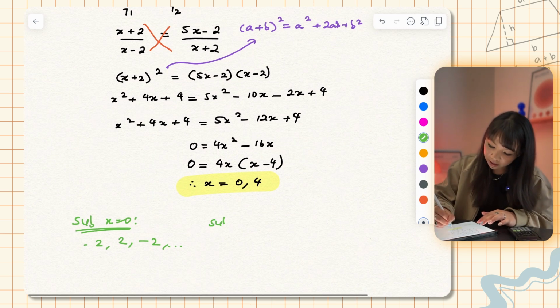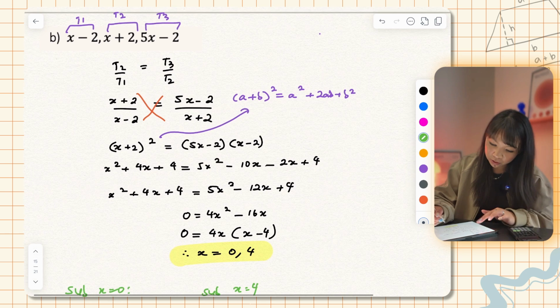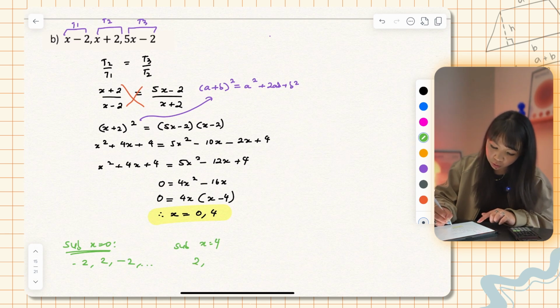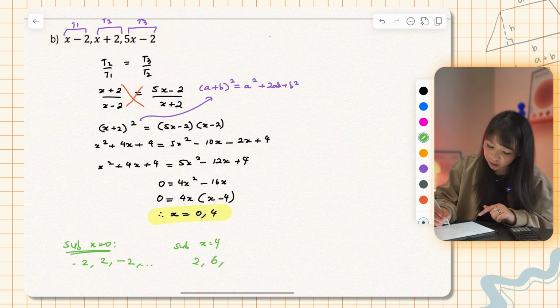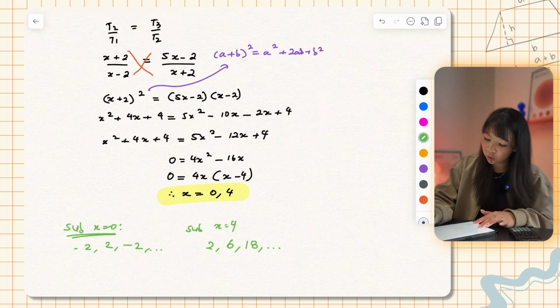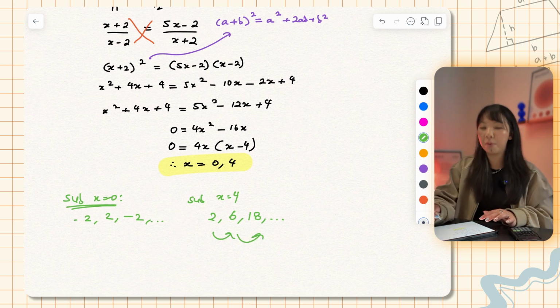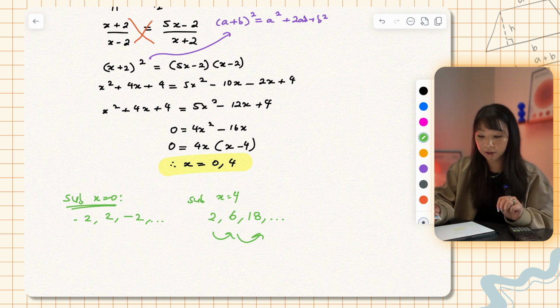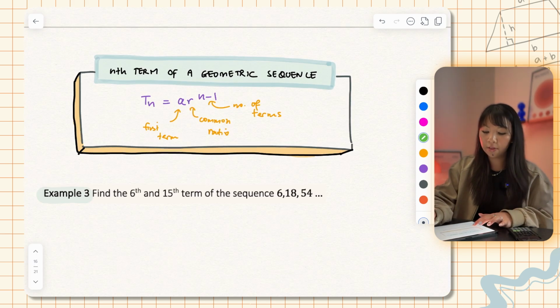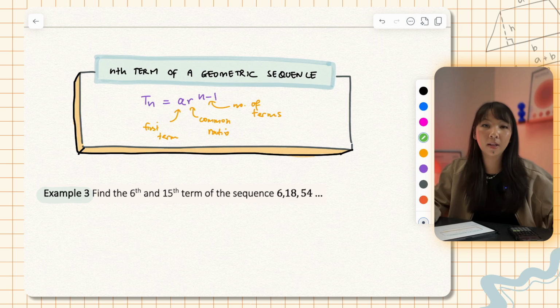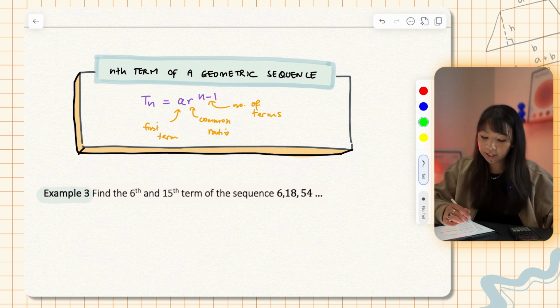All right, now what about if I substitute in 4? So if I plug in 4, 4 minus 2 is 2. 4 plus 2 is 6, and 5 times 4 is 20, 20 minus 2 is 18. Okay, so what's the common ratio here? Common ratio is indeed a 3. All right, perfect.